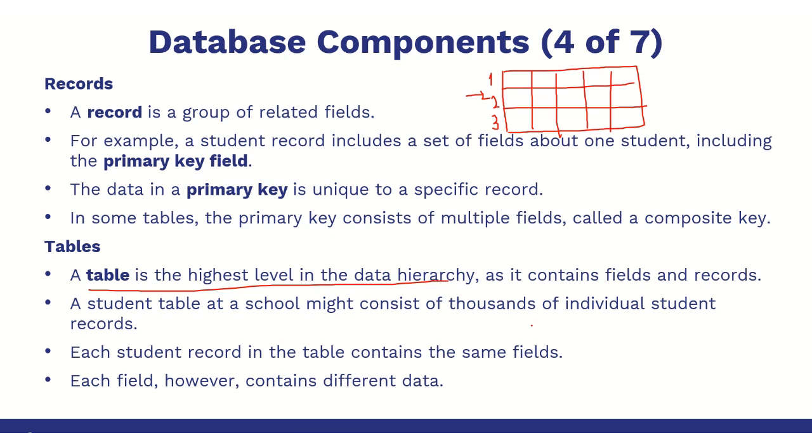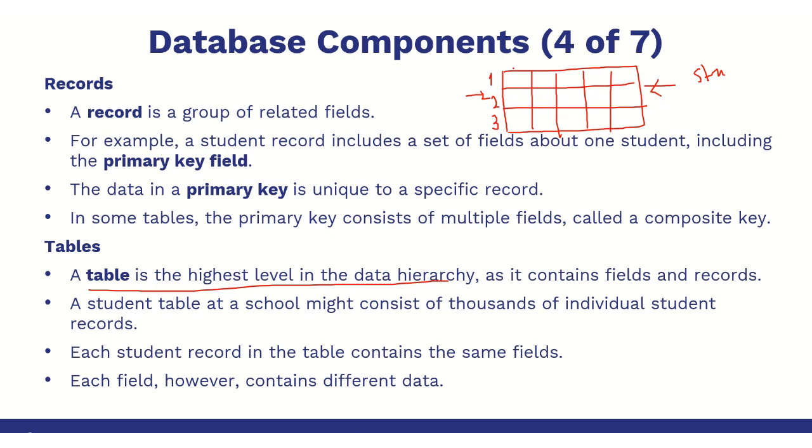The student table at a school might consist of thousands of individual student records. The table that I drew here may be a student table, and this table can contain 1, 2, 3, all the way to 10,000 records. Each one represents a student, and each student record has the same set of fields. That's important. Each student record contains the same fields. Each field, however, contains different data.